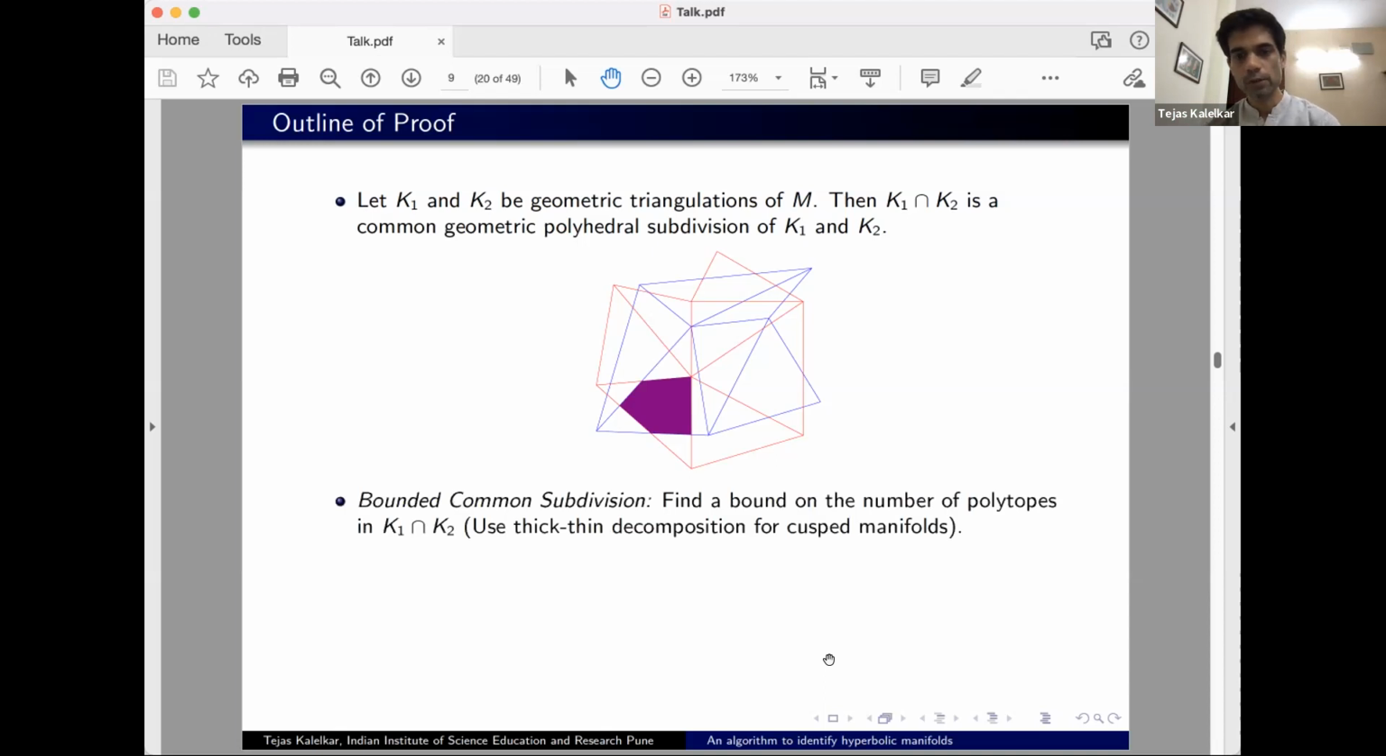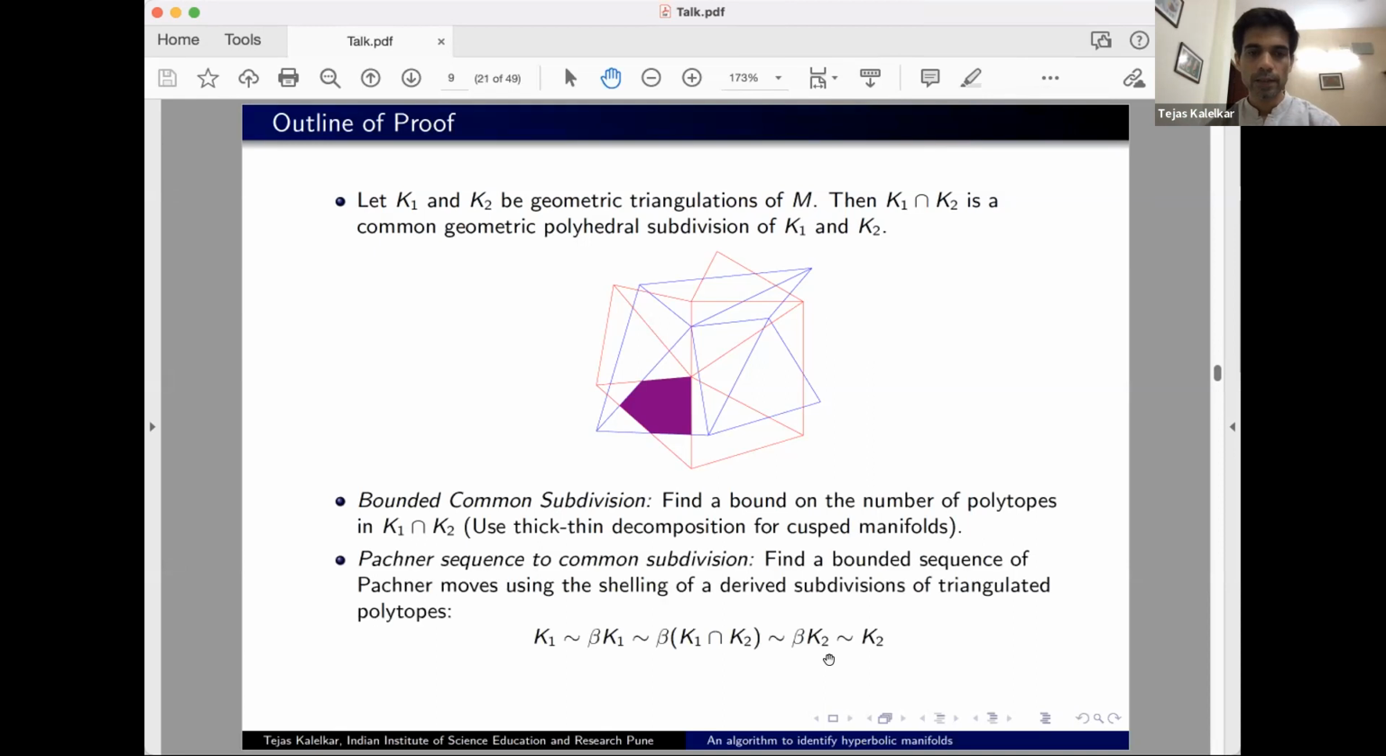So the first step is to find a bound on the number of polytopes in K1 intersection K2. And then the second step, which is just heuristically argued over here: you want to go from K1 to K2. What you do instead is go from K1 to this common subdivision, and then from K2 to this common subdivision. And because Pachner moves are reversible, you basically get a sequence from K1 to K2.